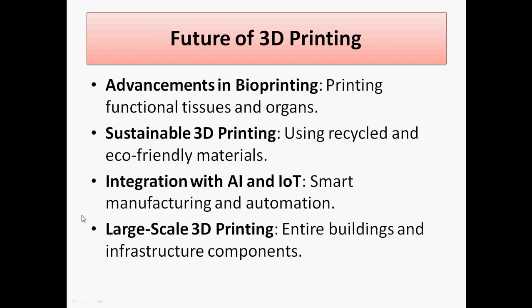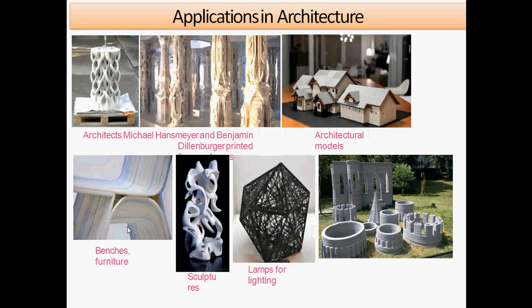Now we have new features for 3D printing, that is advanced bioprinting, printing functional tissues and organs, which is also possible. Then sustainable 3D printing, which is useful for recycling of materials. Then integration with AI and IoT, so in smart manufacturing areas we are using 3D printing too. Nowadays we are also building for the future of 3D printing at large scale in industry, so entire buildings and infrastructure can be developed with 3D printing. So those are the future areas in 3D printing.